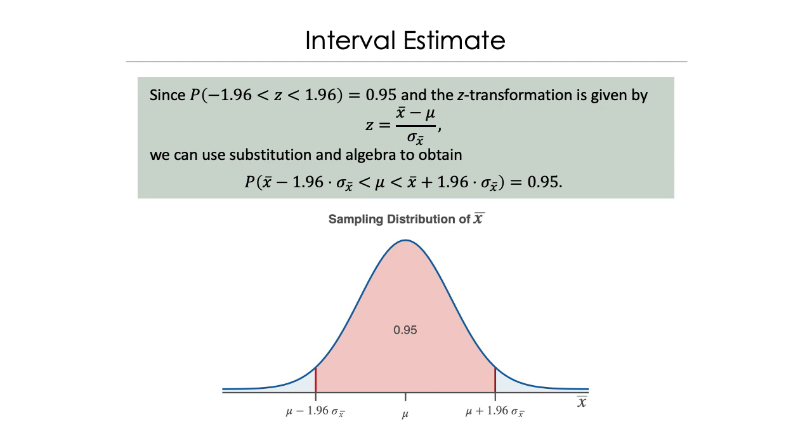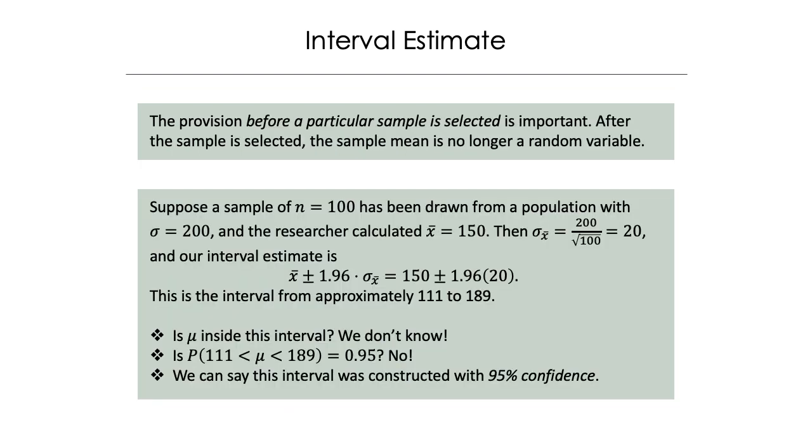This is visualized by looking at the area under the normal curve from mu minus 1.96 standard deviations to mu plus 1.96 standard deviations, and that probability is the area under the curve on that interval, which is equal to 0.95. The provision before a particular sample is selected is important. After the sample is selected, the sample mean is no longer a random variable.